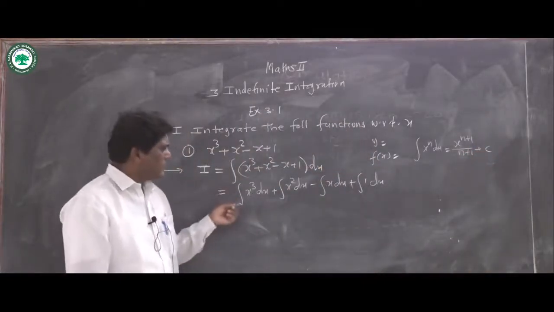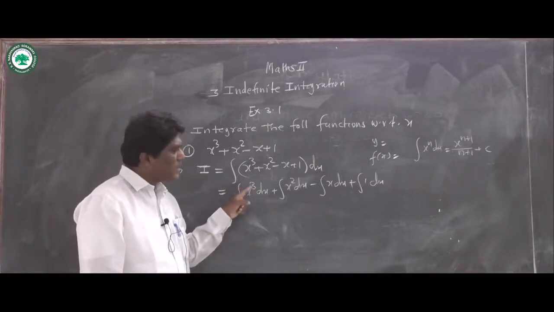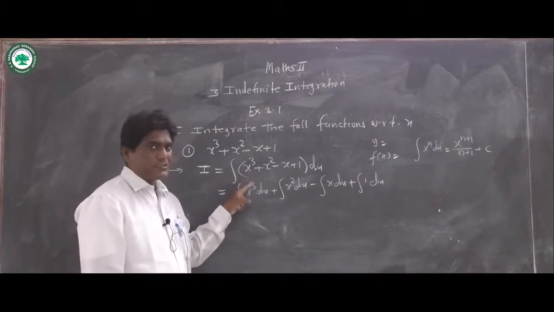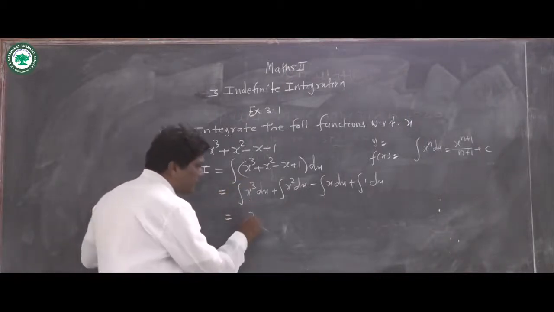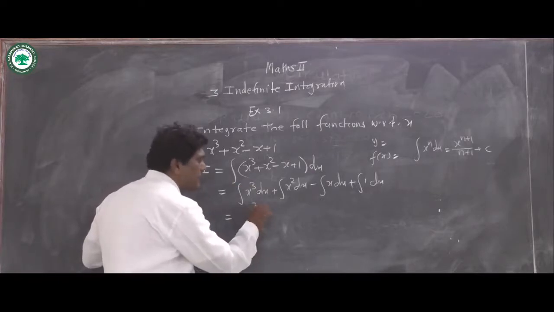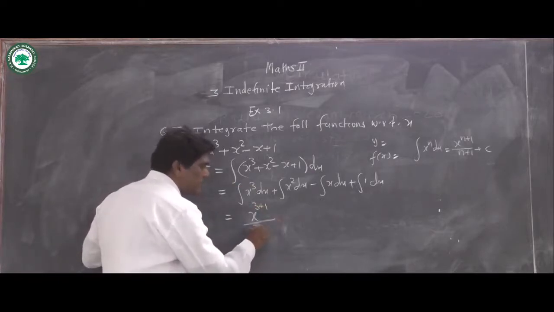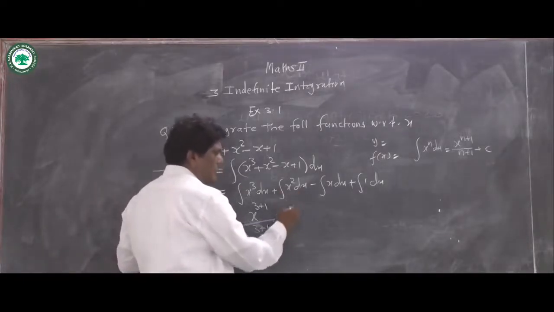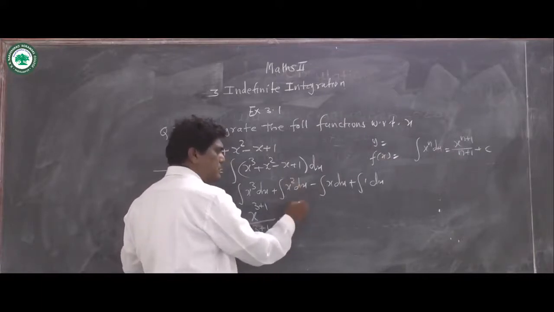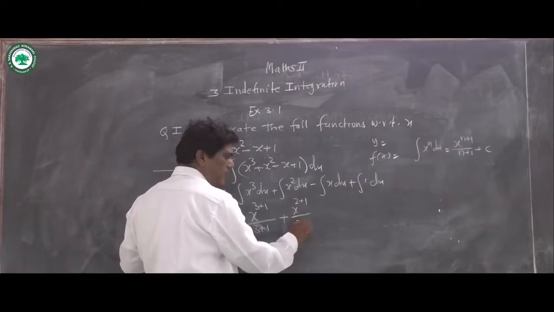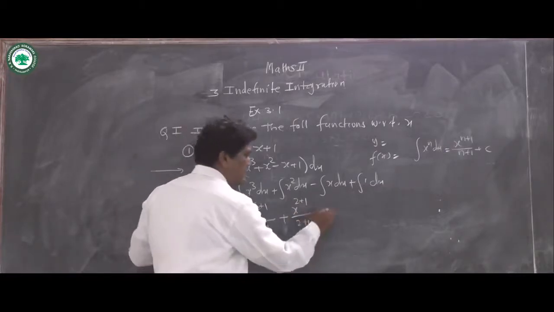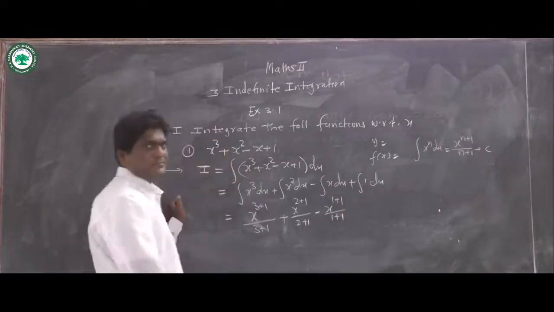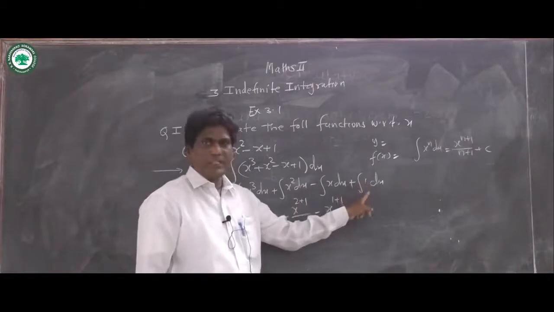Here observe whether the power is a number. Here x to the power 3, so we increase the power by 1: x to the power 3 plus 1 divided by the same number 3 plus 1. Plus, here also x to the power 2, so 2 plus 1 divided by 2 plus 1, minus x to the power 1 plus 1 divided by 1 plus 1. Now the integration of 1 dx.